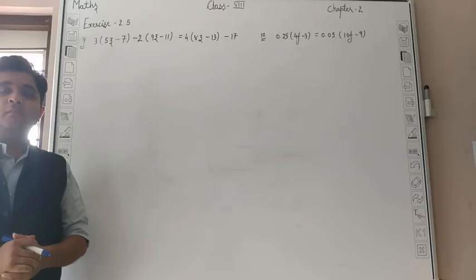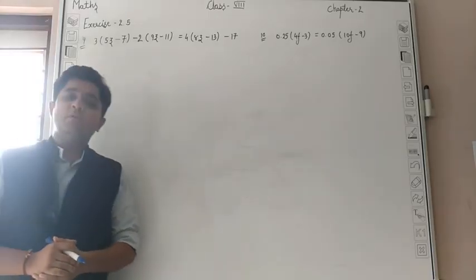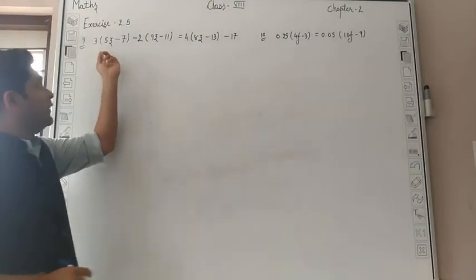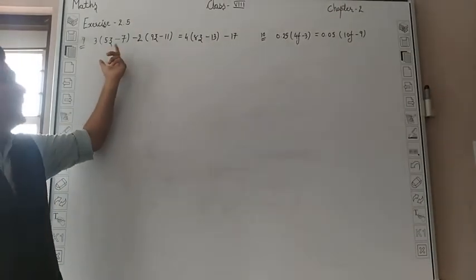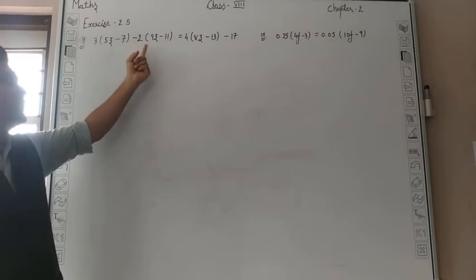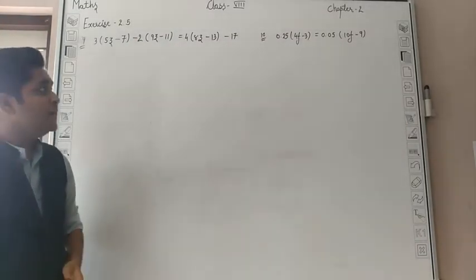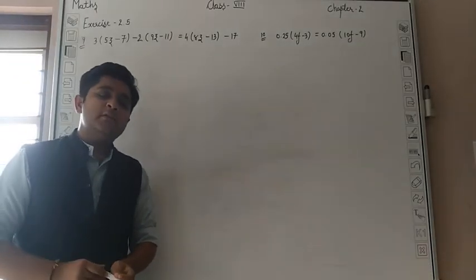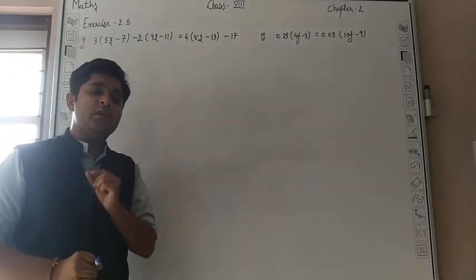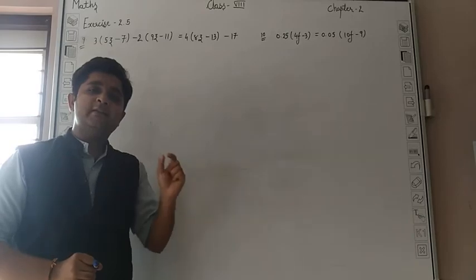Let me see question number 9. Question number 9 is 3(5z - 7) - 2(9z - 11) = 4(8z - 13) - 7. In this, the variable is z, so we have to find the value of z in this sum.